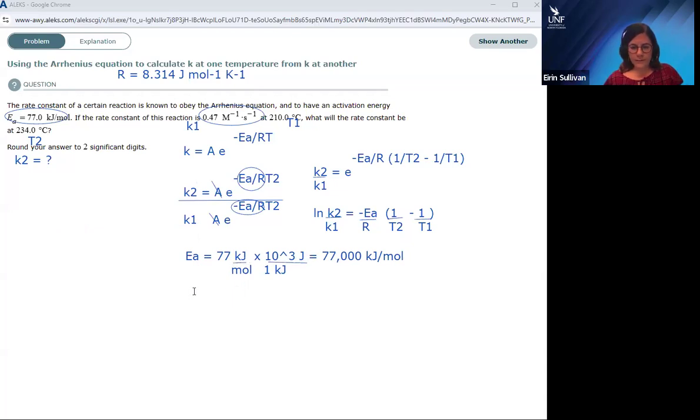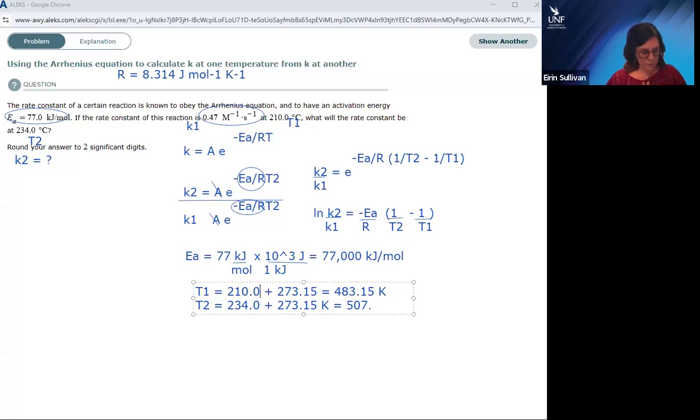Kelvin. So T1 was 210 degrees Celsius, so add 273.15. We'll get that into kelvins, and that is 483.15 kelvins. Rinse and repeat for T2. T2 was 234 degrees Celsius. Oh, sorry, I should have put a 0.0 on there. Now my box isn't big enough. Add 273.15 kelvins, and I get 507.15 kelvins, if I could type 0.15 Kelvin.